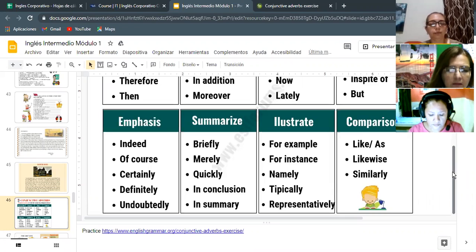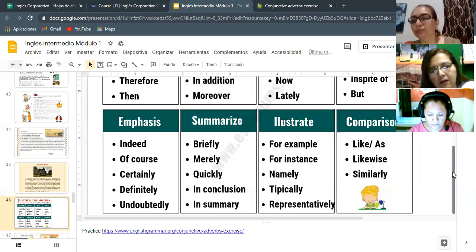Then we have other adverbs that are for summarizing. Okay, when you are finishing an idea, you can say, well, briefly, remembering what we said before, briefly. Do you know what is briefly? I don't know. Brevemente. Okay. Brevemente. Very good.